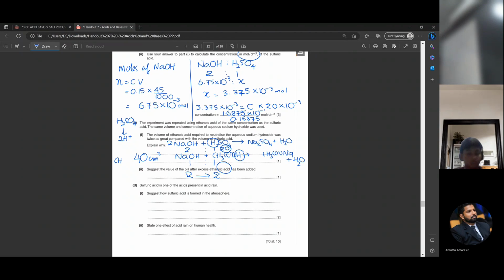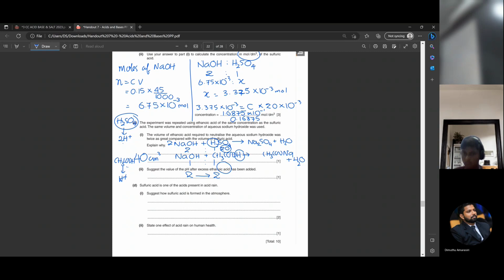Let me show you again. Sulfuric gives you 2 hydrogen ions. Ethanoic can give only 1 hydrogen ion. So in order to do the same job of 1 mole of sulfuric, how much ethanoic is needed?